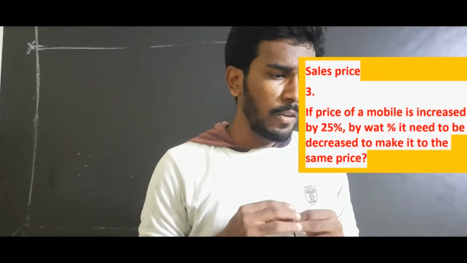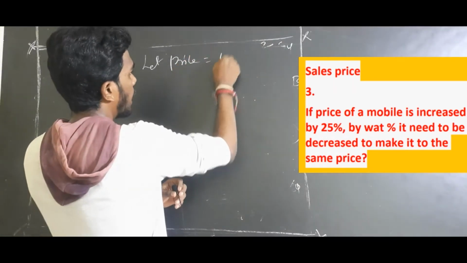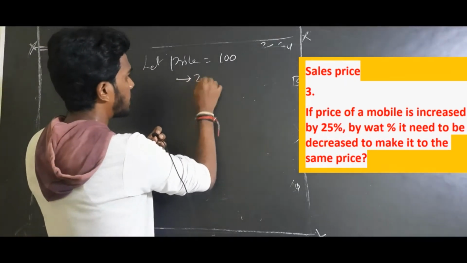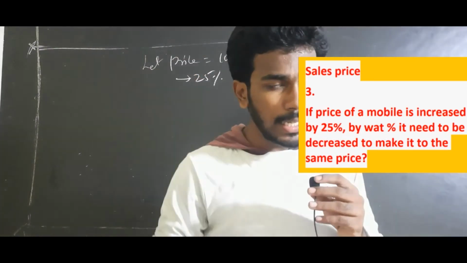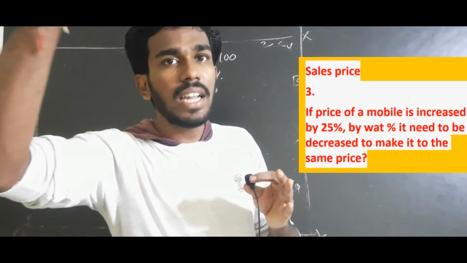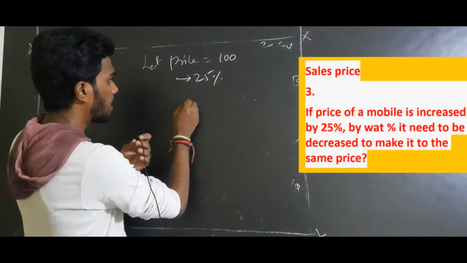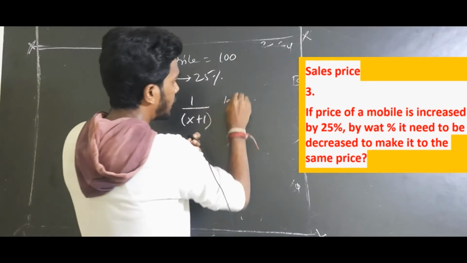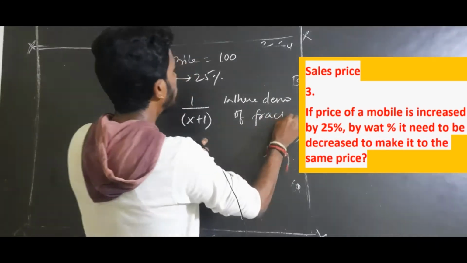So if the price of a mobile is increased by 25%, let's say the price of the mobile is 100. Then by what percentage does it need to be decreased to make it the actual price? Whenever you face such sums where after increasing or decreasing you should bring it to the actual price, I have a simple formula for you: 1 divided by x plus 1, where x denotes the denominator of the fractional part. How much percentage is it increased?